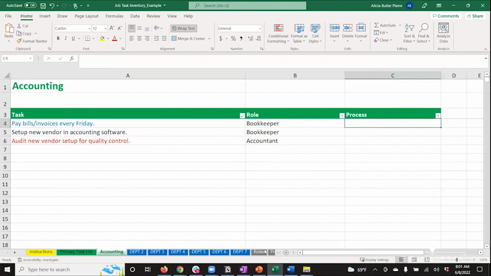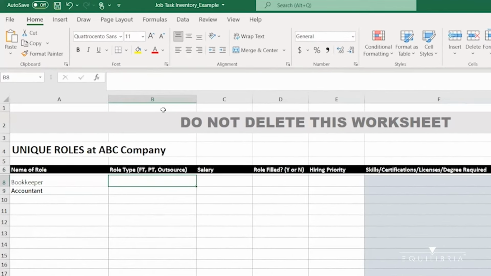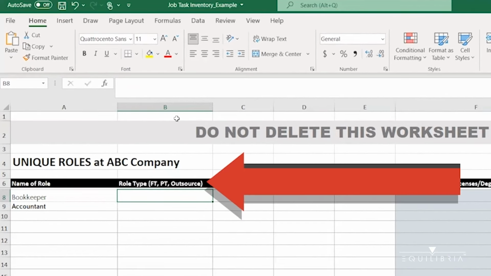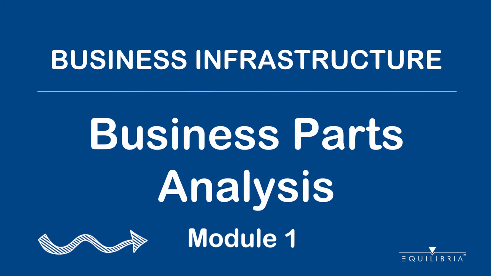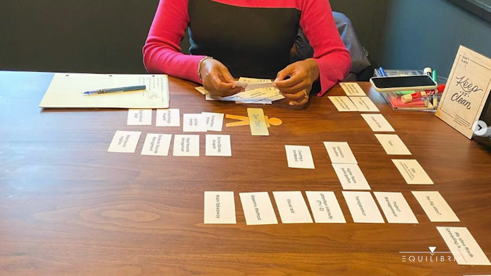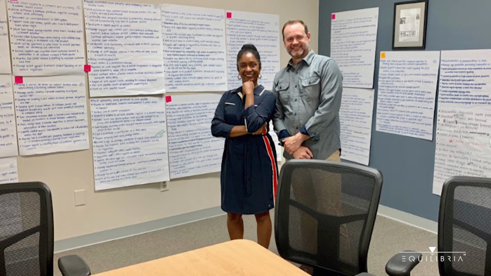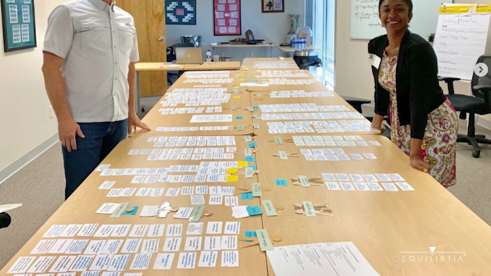Now it's time for us to take all of this information and put it into a job task inventory. The business parts analysis is a series of exercises designed to help you and your team identify and analyze all of the different tasks that are required to keep your business operating on a day-to-day basis.